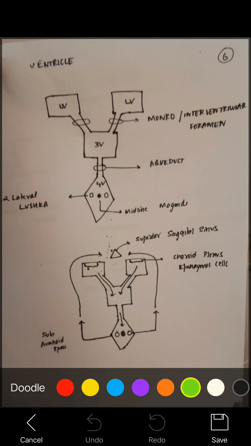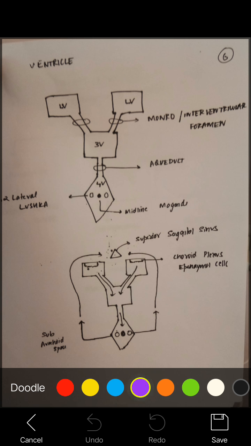There's one more condition I already told you before, and that is ex vacuo ventriculomegaly. In this also the ventricles start enlarging, but the reason is not excess CSF. The reason here is atrophy of brain tissue. The brain tissue gets atrophied and the ventricles start enlarging. What are the causes for this brain tissue atrophy? I already told you, long-term diseases, particularly Huntington disease, Alzheimer's disease, and sometimes even Pick's disease. These are the causes of ex vacuo ventriculomegaly.